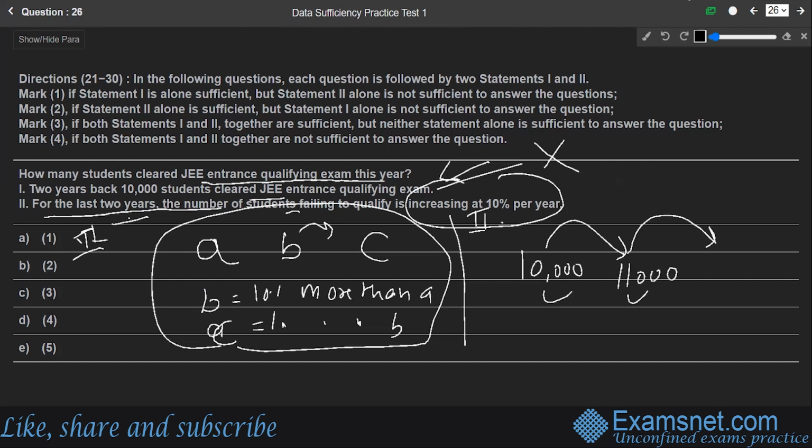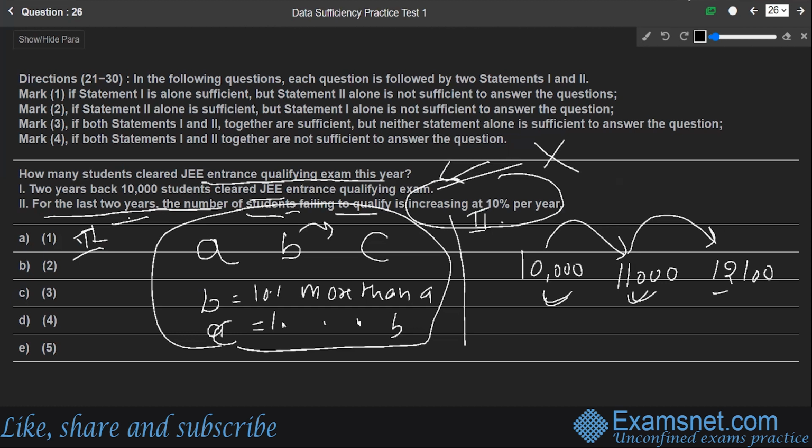And for the coming year they said consecutively every year 10% more are qualifying. So next year will be 11,000 plus 10% of 11,000. That will be 11,000 plus 1,100, that will be nothing but 12,100. So we are getting all the data when we are combining the information. So when we combine, we are able to answer, as they asked for the last 2 years, the number of students qualifying is increasing.